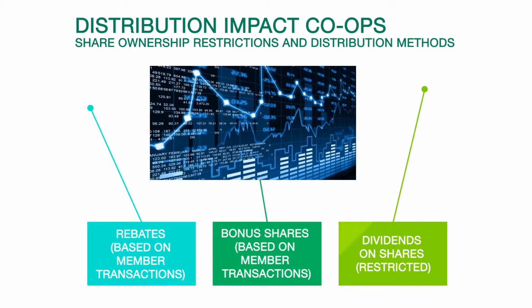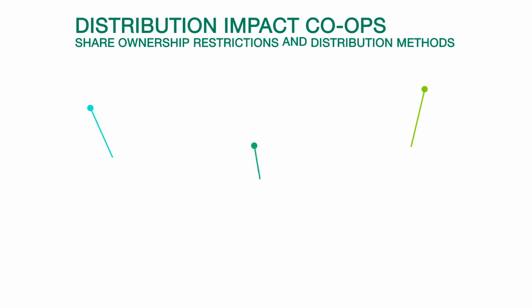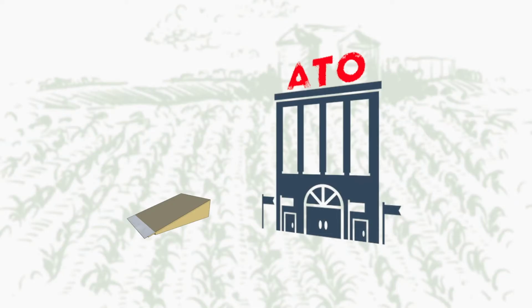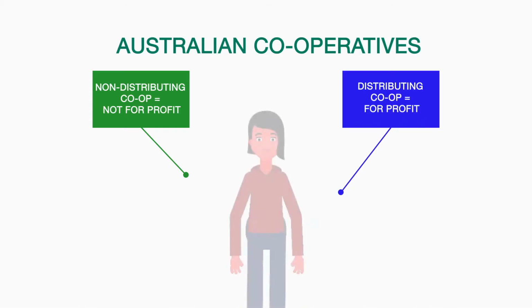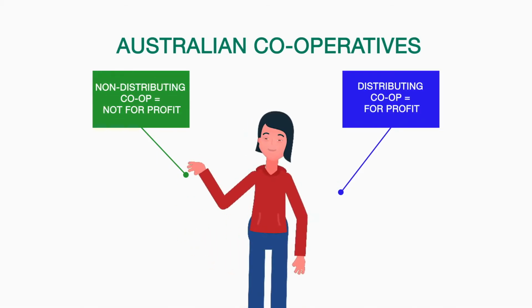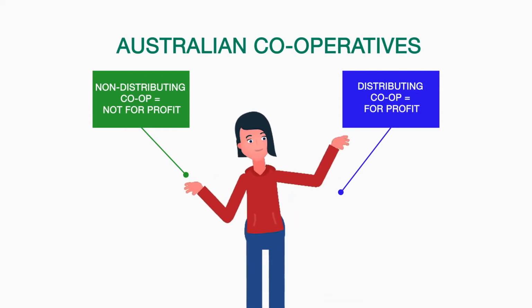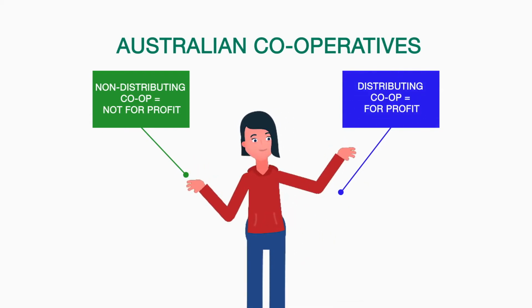Another option is dividends on shares. Dividends encourage members to retain and grow their capital in the co-op, adding to its strength. Distributions can affect taxation, but more on that later. The choice of a non-distributing or distributing co-op is not simple. A good idea is to consider the co-op's primary activities.